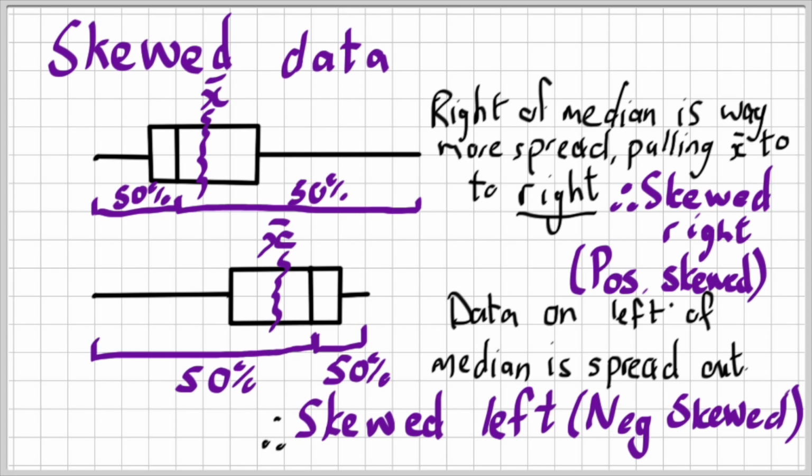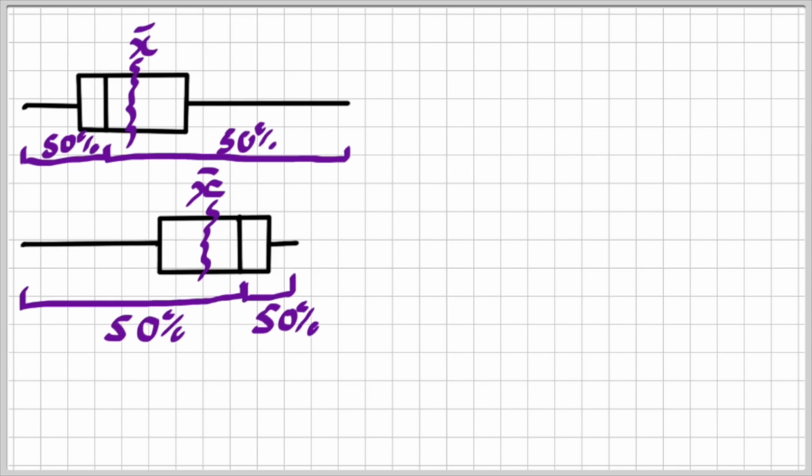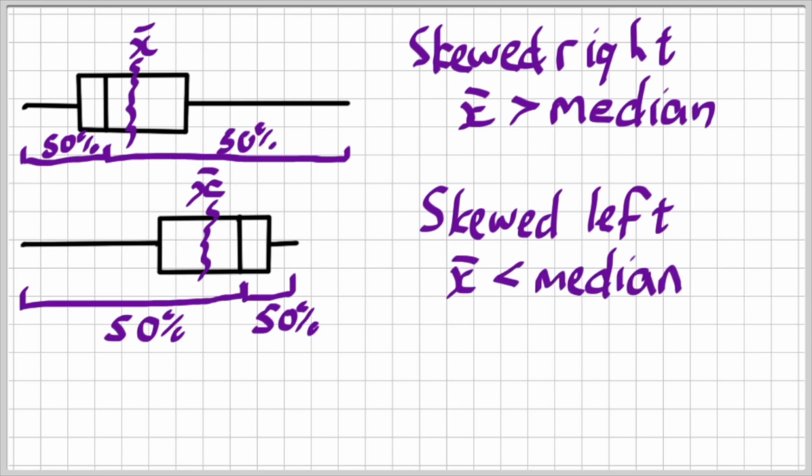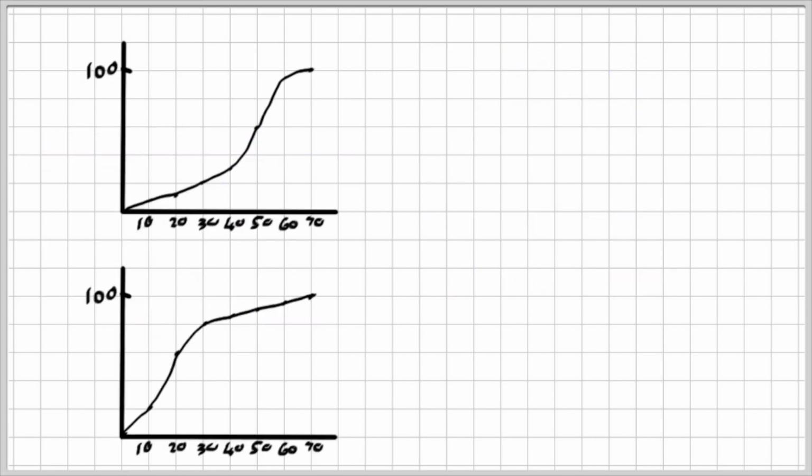Now, how does this look when I am talking about the mean and the median? If I've got a skew to the right, my mean is on the right of the median because those top values are pulling it to the right. While if it's skewed left, my mean is on the left of the median. So my mean is smaller than my median because the values on the left is pulling the mean to the left.